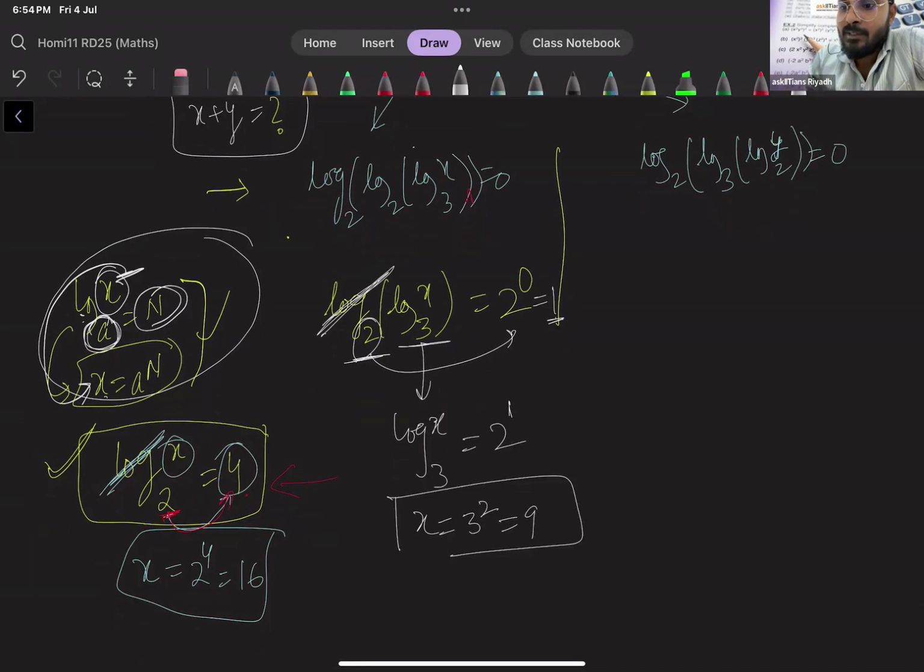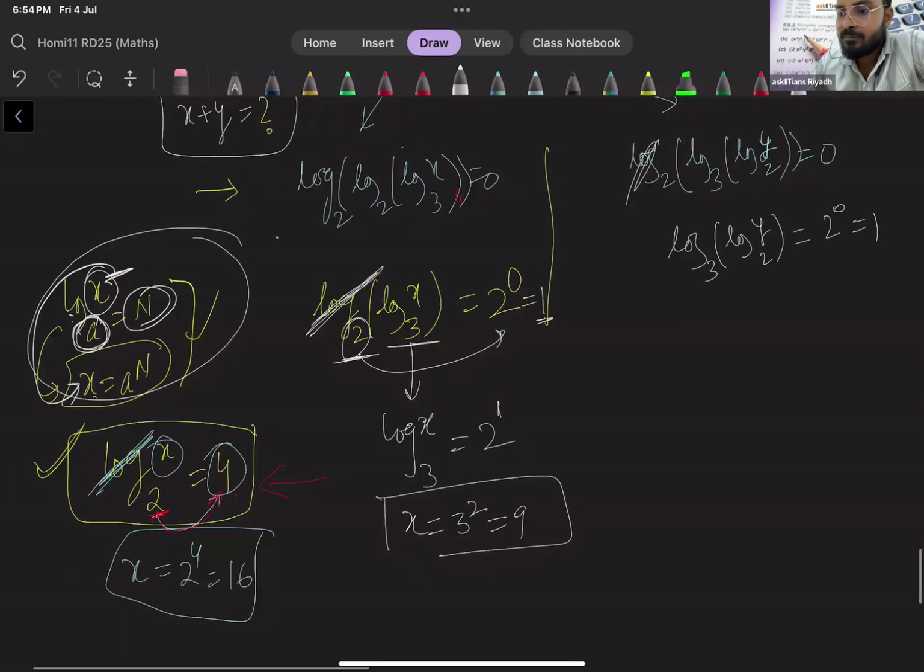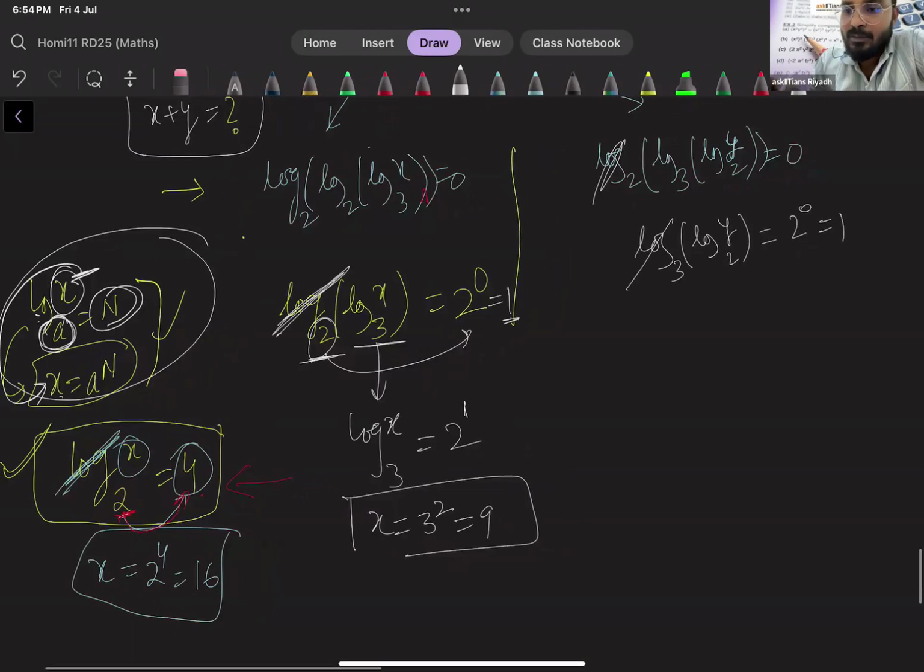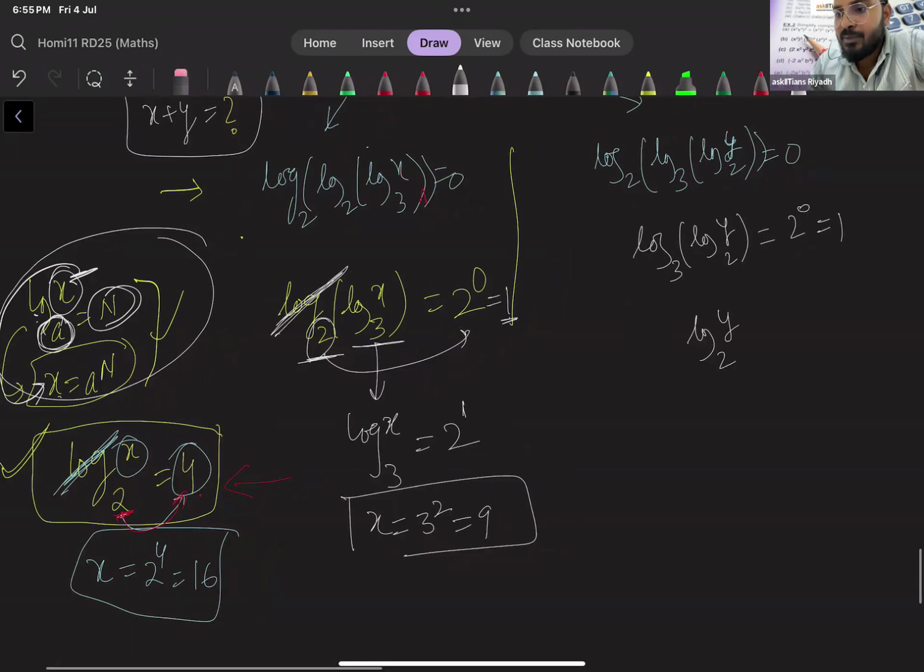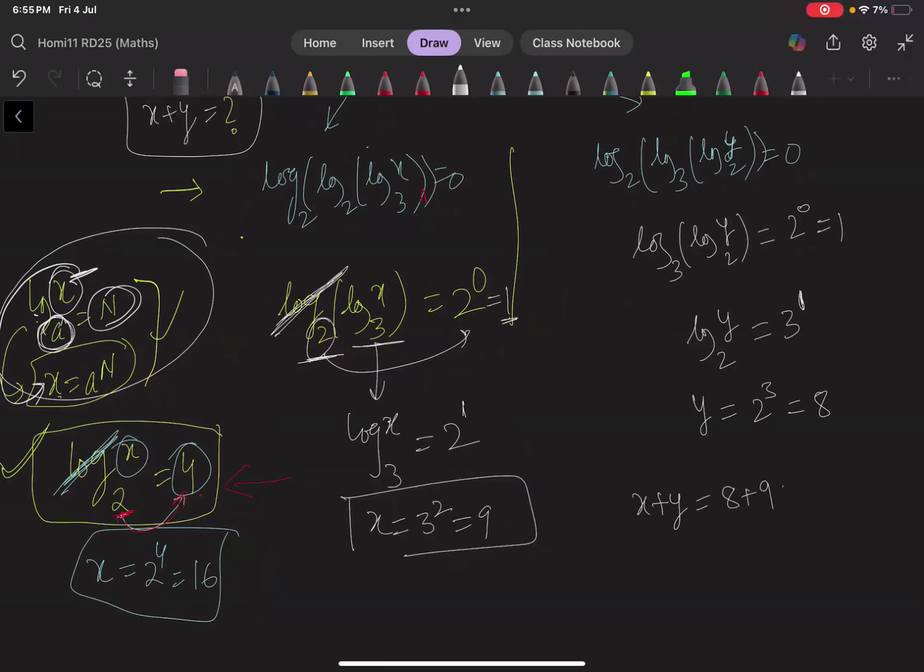On the right hand side, first remove this log. So we'll write log base 3 of log y to the base 2 equals 2 to the power 0, that is 1. And now remove second log. If you remove, so what will we write? Log y to the base 2 equals 3 to the power 1. And then y equals 2 to the power 3, that is 8. So what is x plus y equals? 8 plus 9, that is 17.